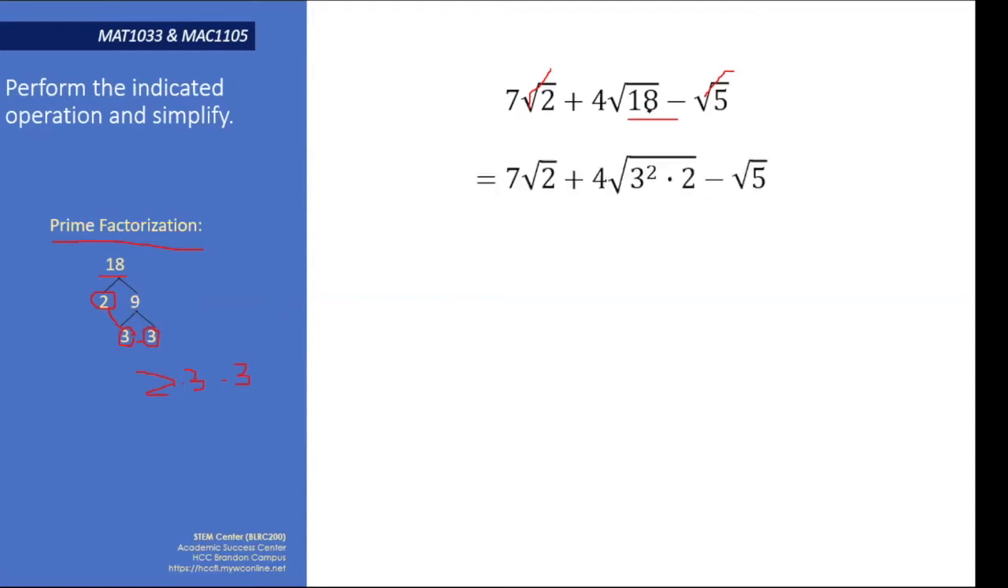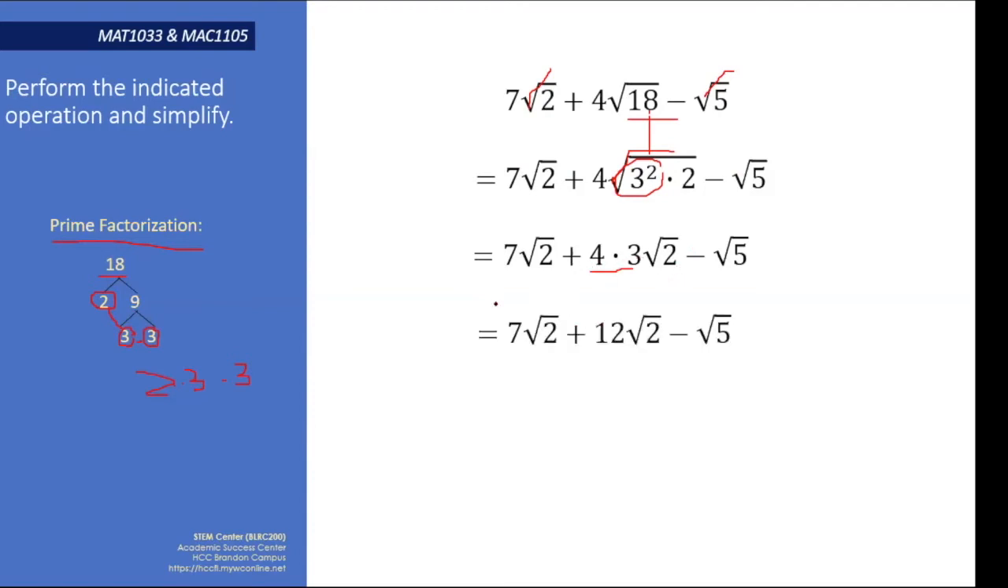And so from the first line to the second line, that's what we've done: replaced 18 with its prime factorization. Now we recall that square roots are the inverse operation to the squaring of a number. So this 3 squared here gets undone by the square root, and therefore the 3 comes outside of the radical, and we get this.